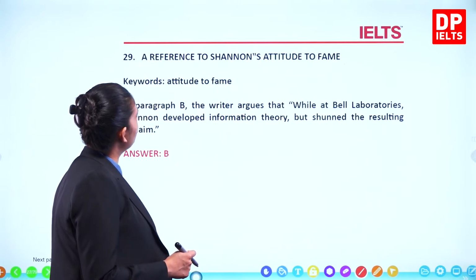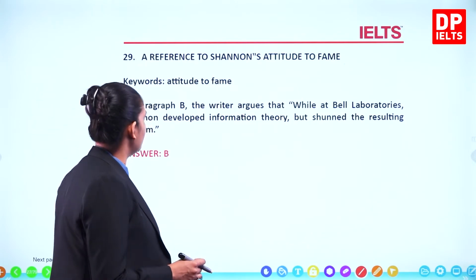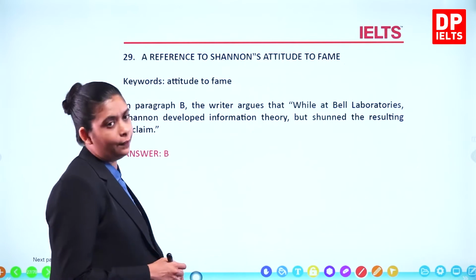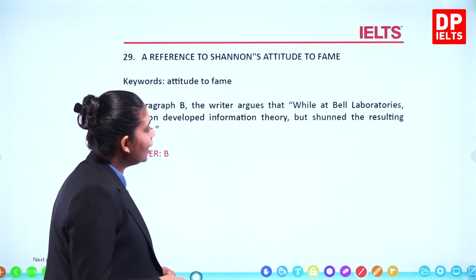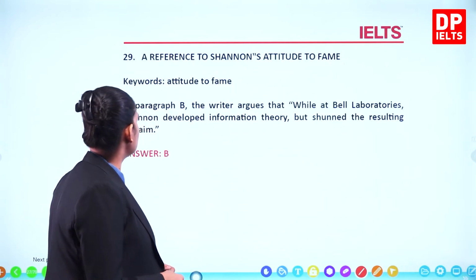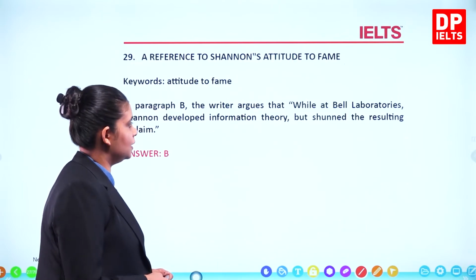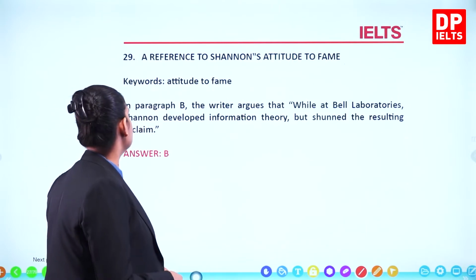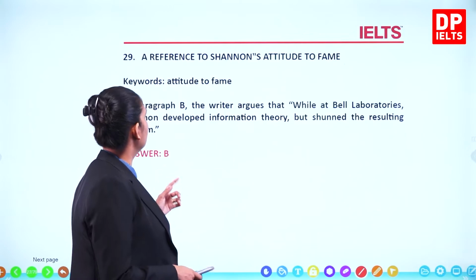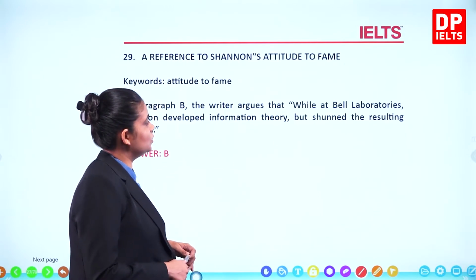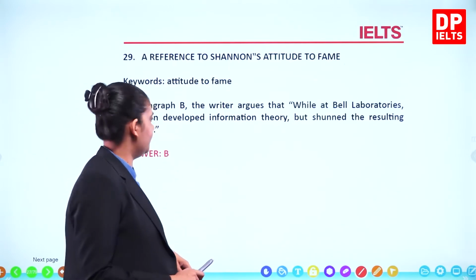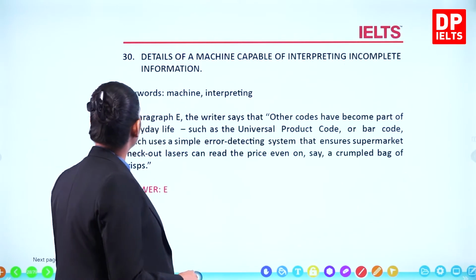29. A reference to Shannon's attitude to fame, right? Go to para B. While at Bell Laboratories, Shannon developed information theory but shunned the resulting acclaim. So you can see a reference to Shannon's attitude to fame. He shunned it. Okay. B.